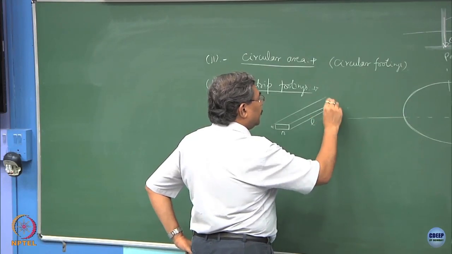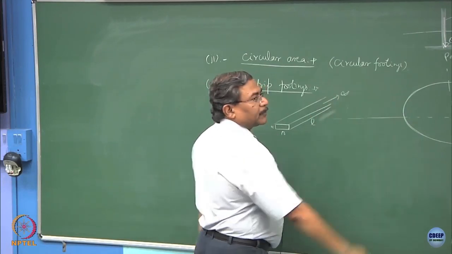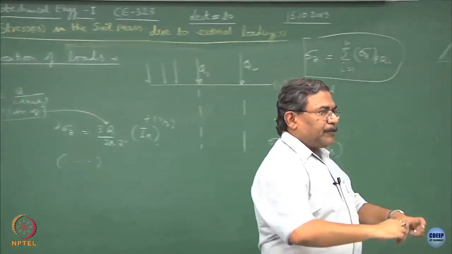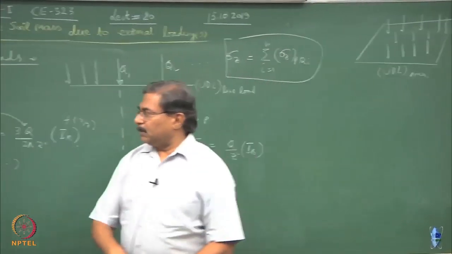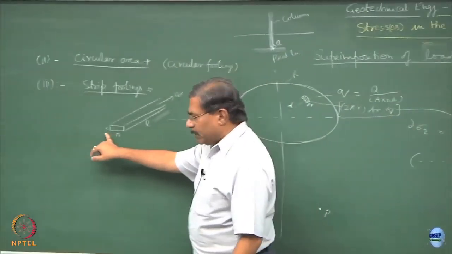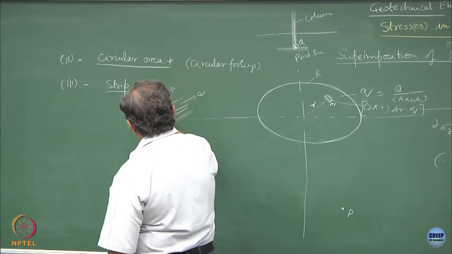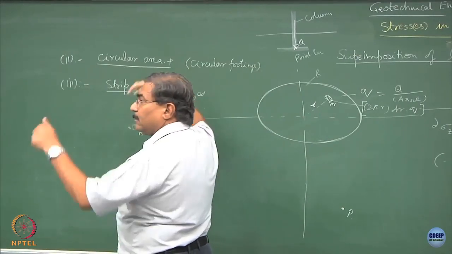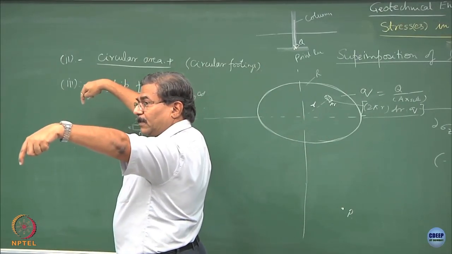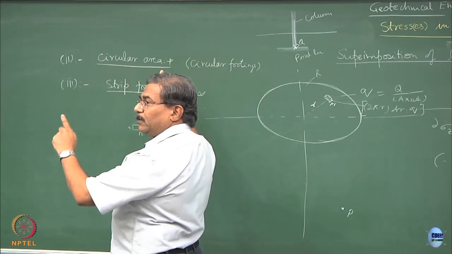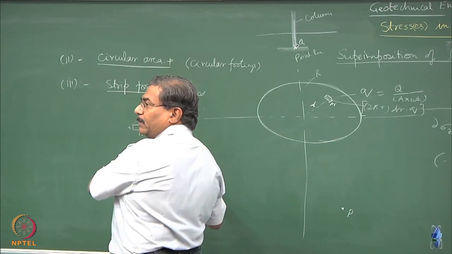Clear? This becomes a strip footing, one dimensional footings, because their width and thicknesses are very small as compared to the length. Yes, you need not worry. Now, this again has become a line load situation, clear? So, you can integrate over all intermediate Q values and you can find out the stresses acting at a point.